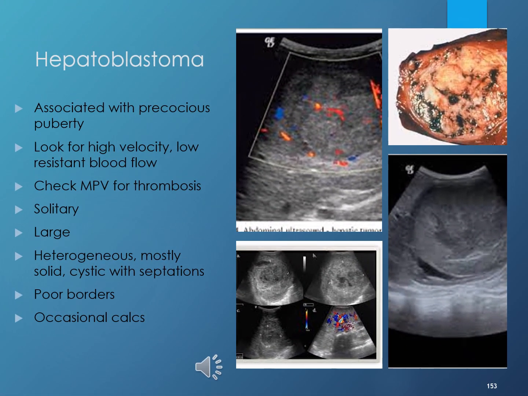Hepatoblastoma is also associated with precocious puberty, meaning puberty before the typical normal puberty age. As you're scanning, look for high velocity, low resistance blood flow, which is probably going to be pretty common for the majority of malignancies. It's growing rapidly. It wants all that blood flow. Check that main portal vein for thrombosis. Again, we're talking about a cancer, and cancers will invade vessels.